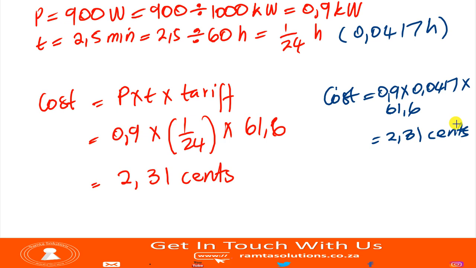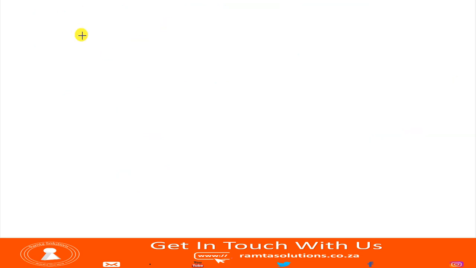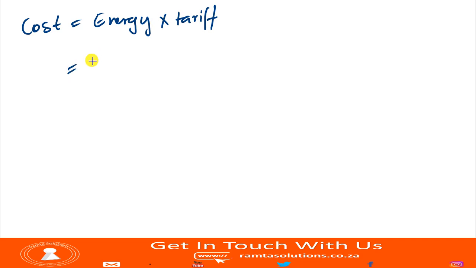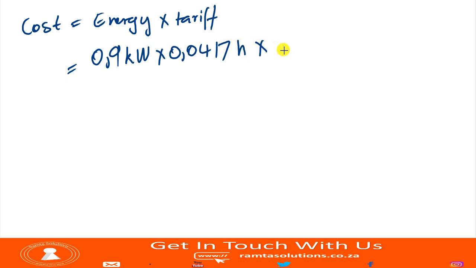Now, something that I want to show you. Dimensional homogeneity is very important. We're saying cost is equal to energy times tariff. In our example, this is 0.9 kilowatts multiplied by 0.0417 hours multiplied by 61.6 cents per kilowatt hour.